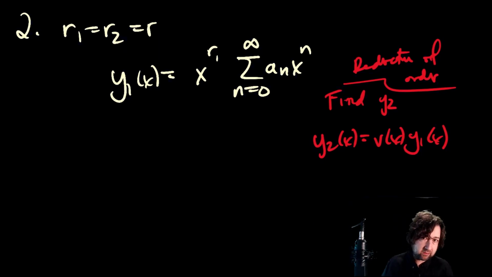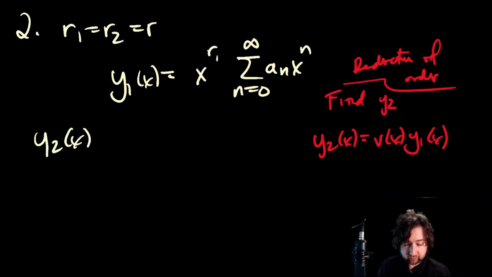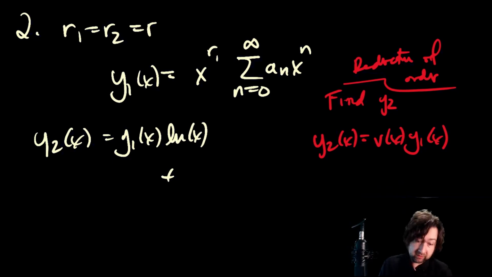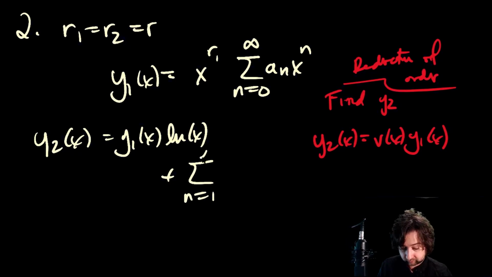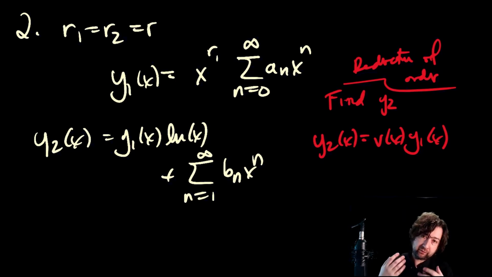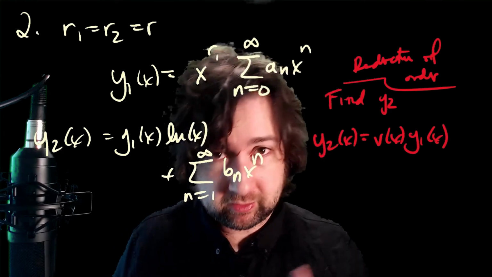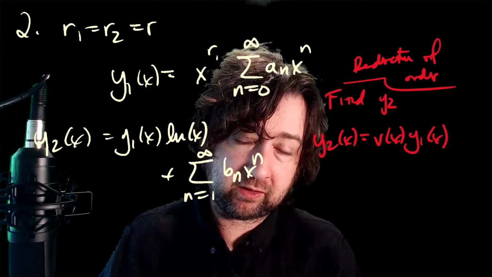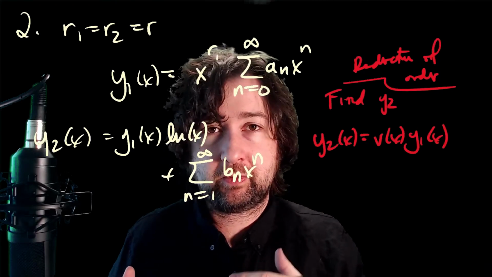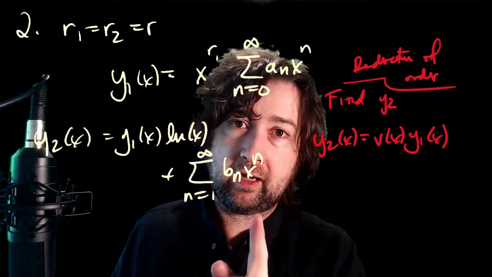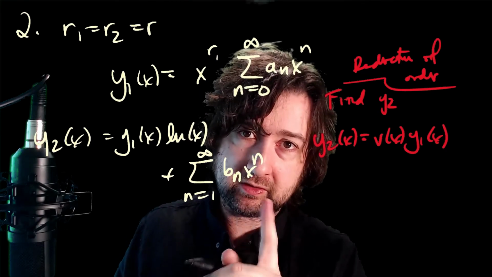If you do that in this case, and you walk through the details, what you'll find is that the second solution has the form y1 of x times the natural log of x plus another Frobenius series. And you can still get the form of the second series by plugging all of this stuff into the differential equation. But you should at least be able to tell me what the form of the solution is. And we'll do some examples in this video of finding the form of the solutions. And in the notes, we'll do some examples of, if you know this is the form of the solution, how do you figure out an expression for the coefficients over here in this second Frobenius series?